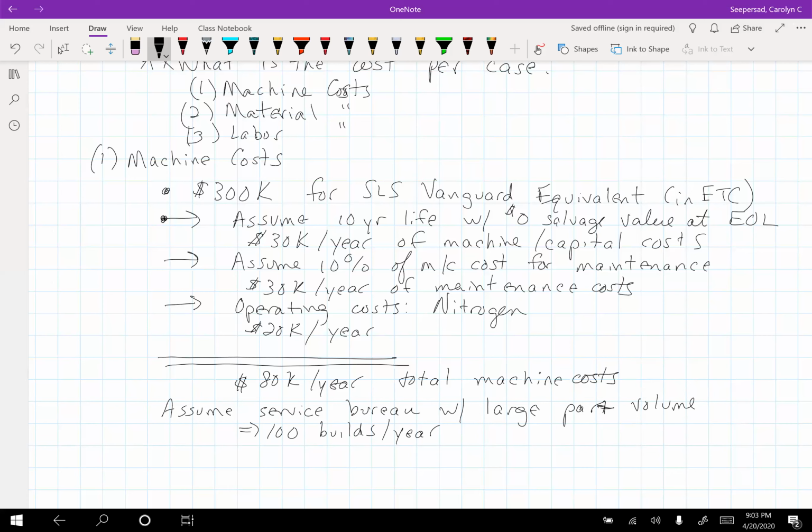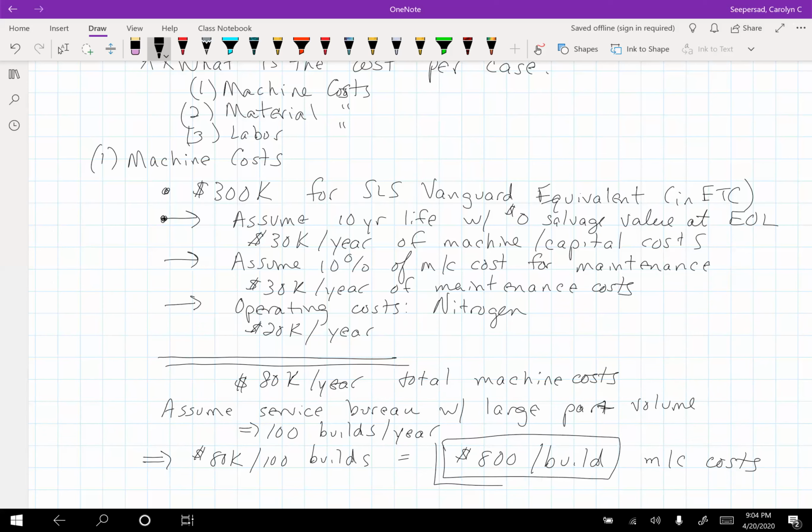And so that would mean that at 80K per year in machine costs, 100 builds per year, we've got 80K divided by 100 builds equals about $800 per build just for machine costs. Okay, and I'm going to box this value because we're going to need it. Okay. All right, so running an SLS machine, because it's expensive and it has a finite life, it's definitely going to cost us a little bit of money.